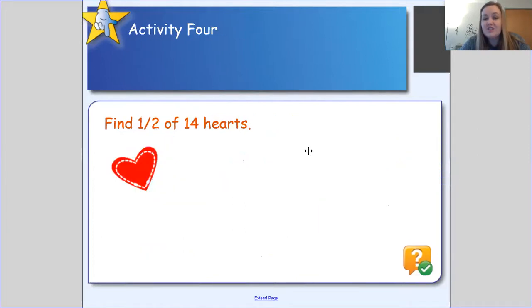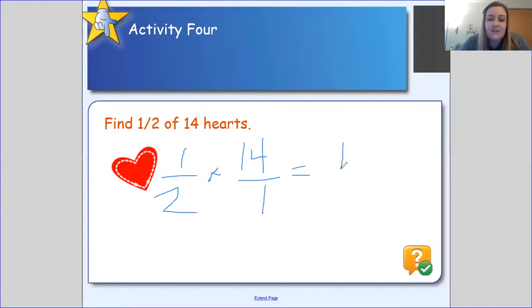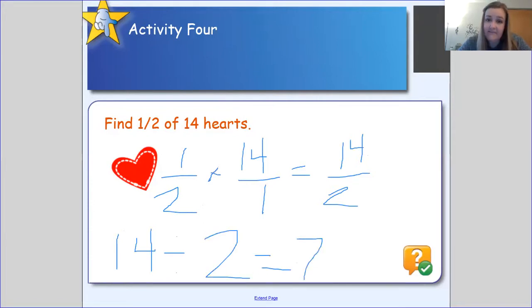Okay, here's one, hearts. Half of 14 hearts. Now sometimes when they do half, it's a little easier because we know what half of 14 is. But I'm going to continue solving how I have. 1 over 2, half of 14 hearts, a little messy, sorry, equals 14 over 2, which is the same thing as 14 divided by 2, which gives me 7. So half of 14 hearts is 7. Okay, so that's how we're going to find part of a set.